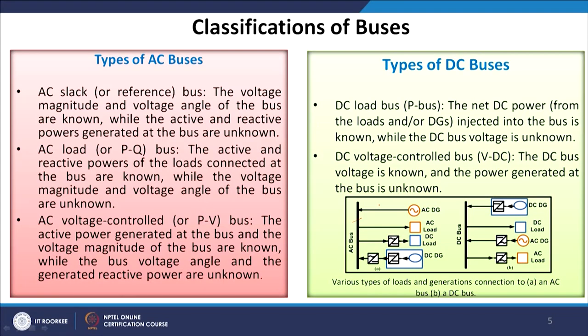So you can clearly see, now this is my AC bus, where we can connect AC distributed generators, we can connect AC loads, we can perhaps connect DC loads, and you can also connect DC distributed generators. Similarly, when you model a DC bus, we can have DC distributed generators, DC loads, AC distributed generators, and AC loads.